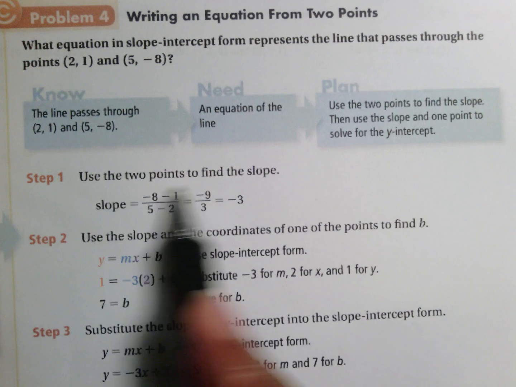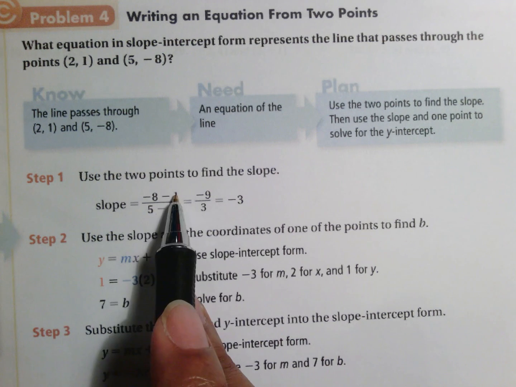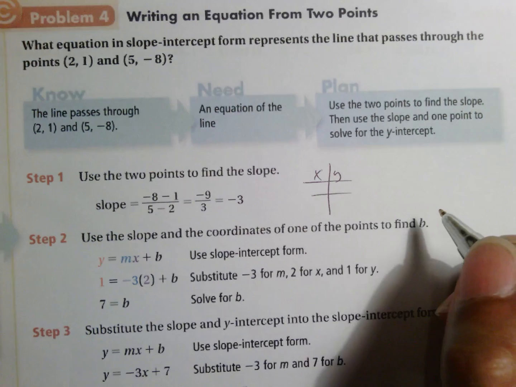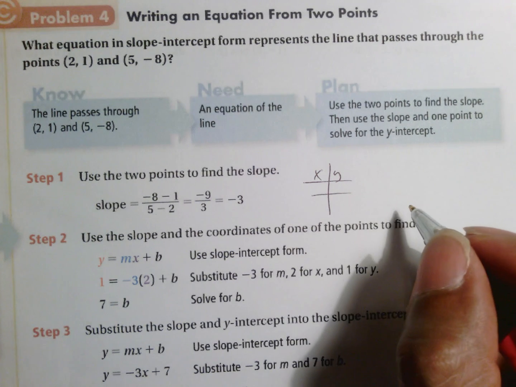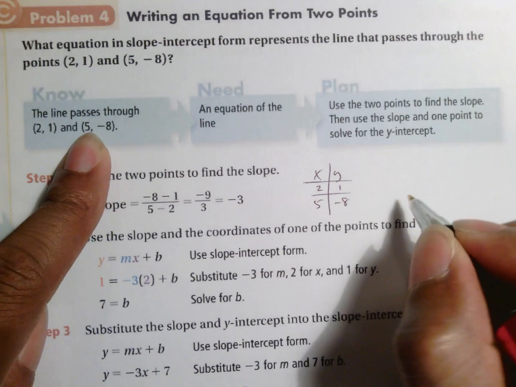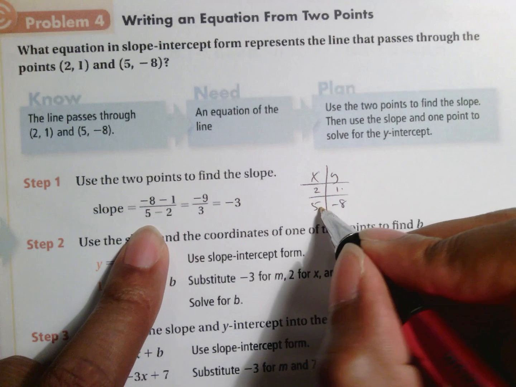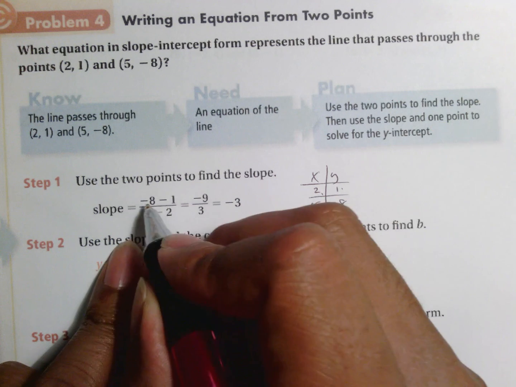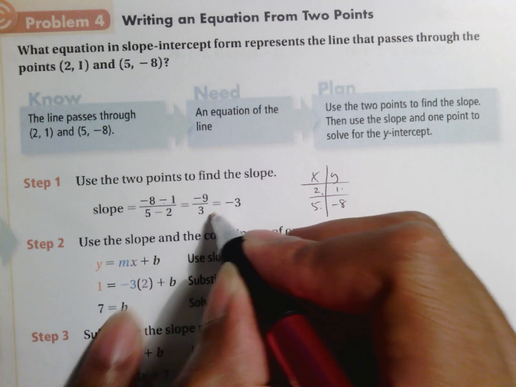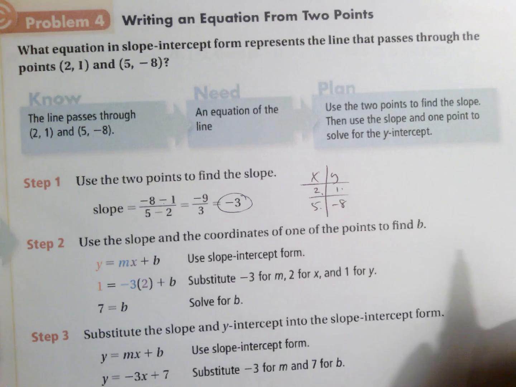It says use the 2 points to find slope. It looks like they have the slope formula, so I think what we would have done here is the chart, or unless you don't use the chart, but for me, I would have done the chart for the (2, 1) going here, (5, -8) going here. Notice how you have your -8 minus 1 over 5 minus 2. -8 minus 1 turned to -9. 5 minus 2 turned into 3. Dividing those two ended up with a slope of -3.